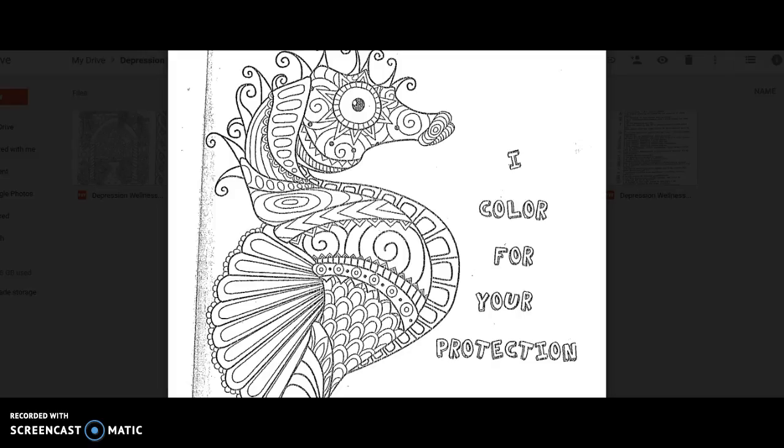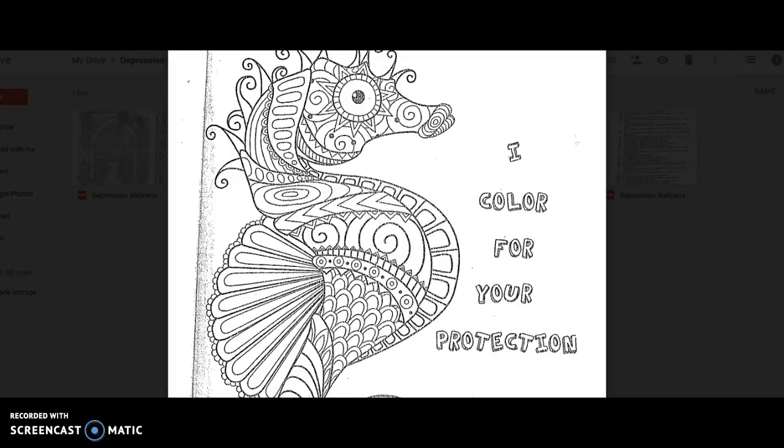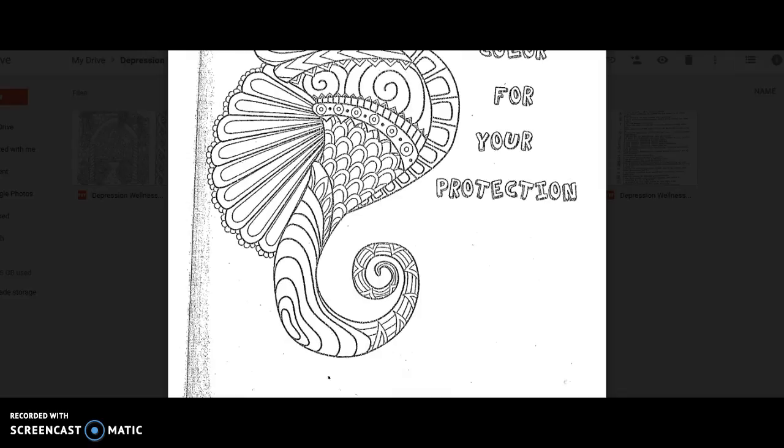And actually, coloring does help. It's a very mindful thing to do. It's very meditative, and you can just color, or you can color while thinking about something on purpose, or you can just color and relax and have fun. Either way, color rather than lashing out, basically.